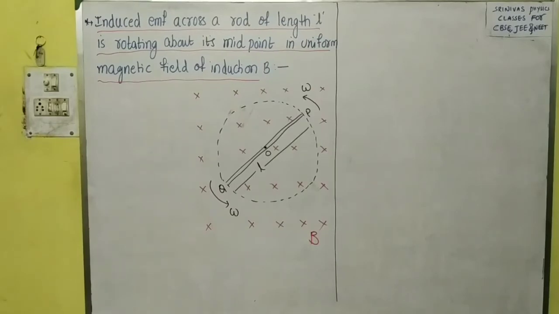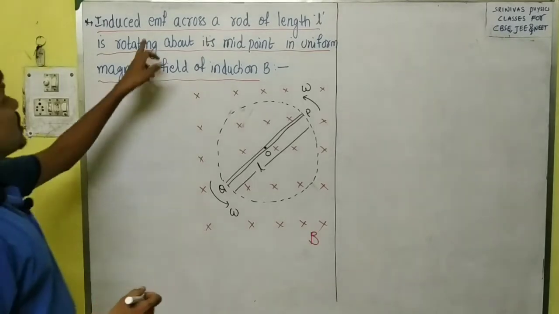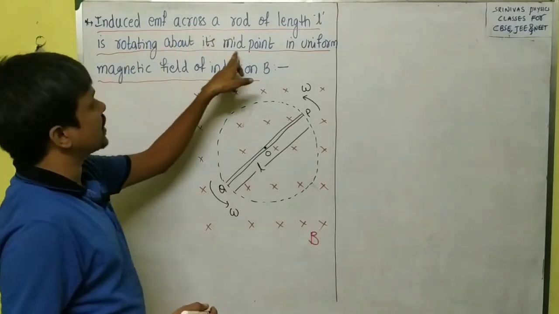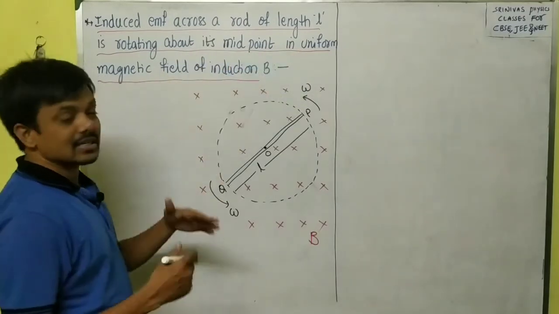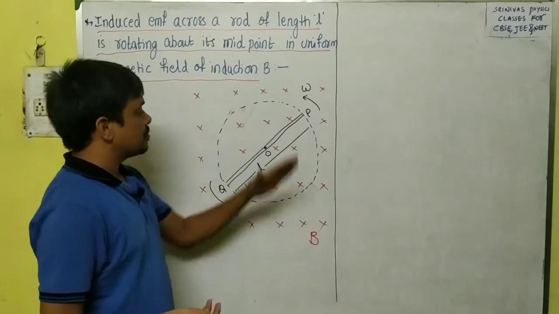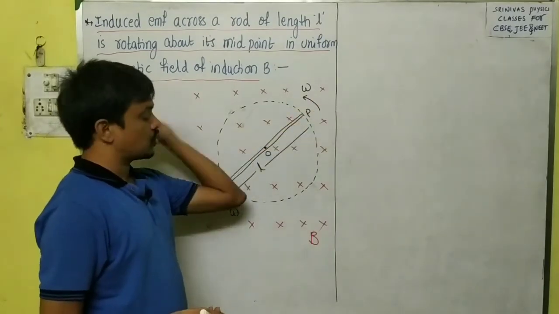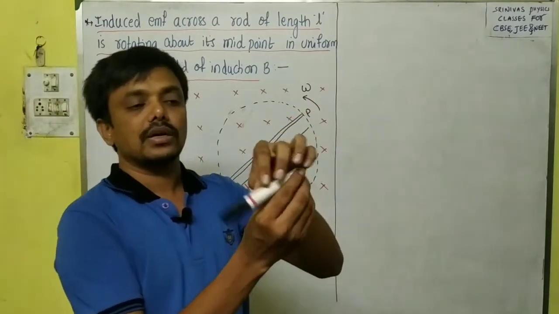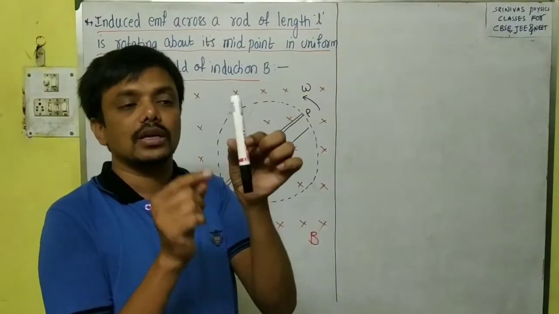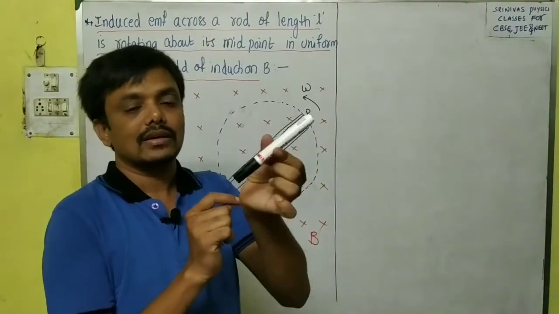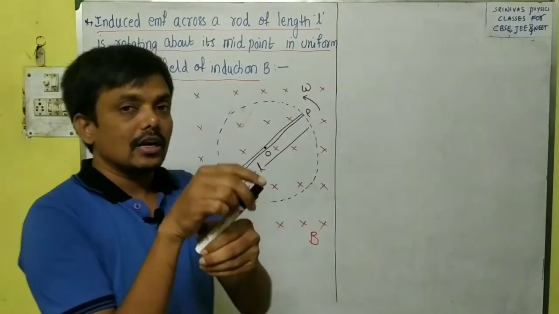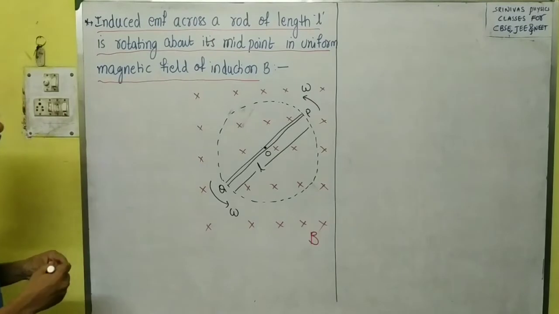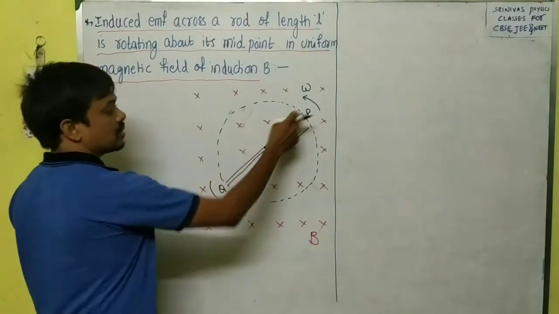Okay, look here, this is our next topic: induced EMF across a rod of length L rotating about its midpoint in a uniform magnetic field of induction B. It is similar to the previous one, but in the previous one the rod was rotating about one end, like this. Now the rod is rotating about the midpoint, like this. Rotating about one end is already completed, and now I want to derive the induced EMF across this.